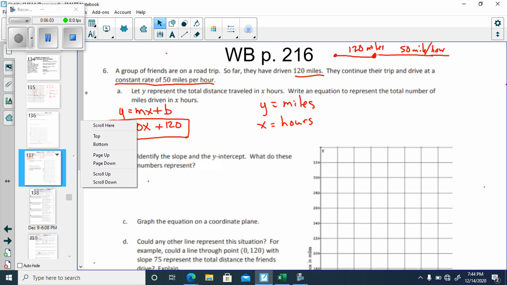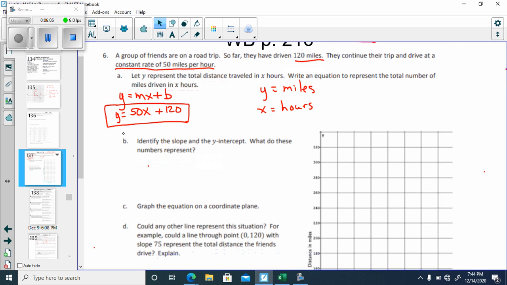Okay, from this equation, they want us to identify the slope and the y-intercept. Well, the slope was the rate of change, 50 miles per hour. It says, what do these numbers represent? This is 50 miles per hour. This is the speed that we're going at, isn't it? This is how far we're going in 1 hour.